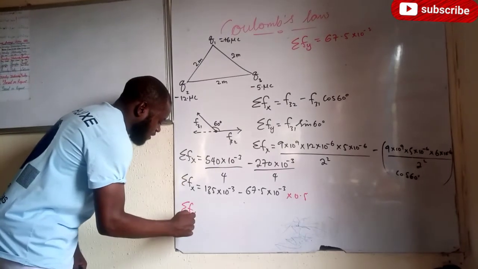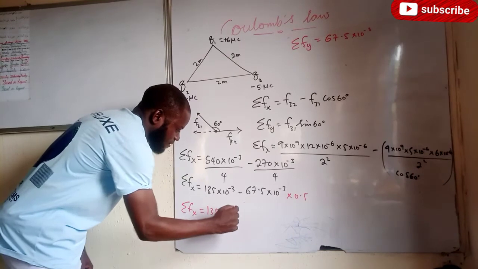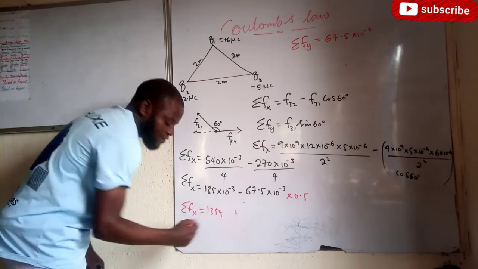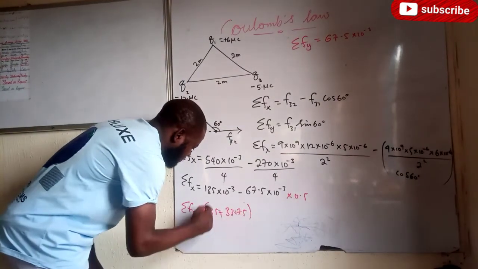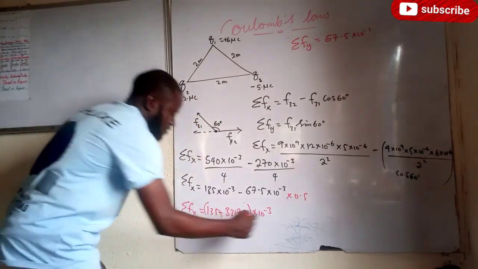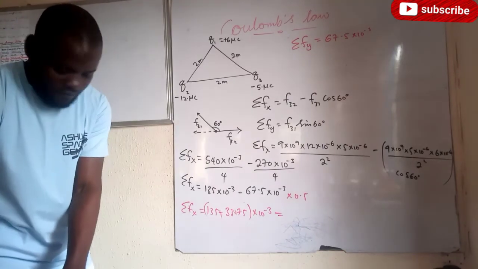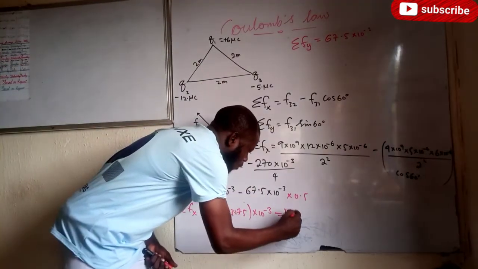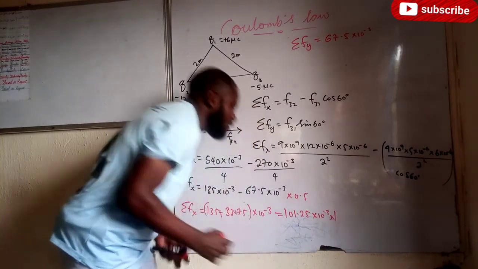So the summation of the horizontal component is 135 times 10 raised to the power minus 3. Okay, sorry. Minus 33.75 multiplied by 10 to the power of minus 3. So what will this give us? This will result to 135 minus that. This will be 101.25 times 10 to the power of minus 3 Newton.